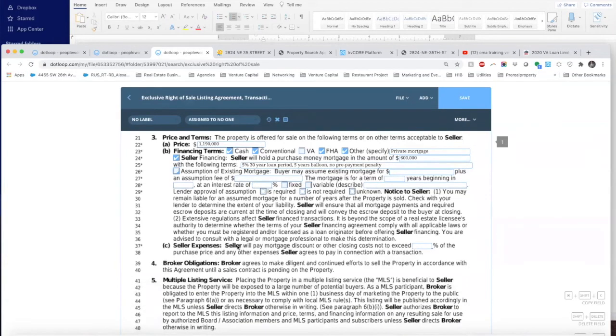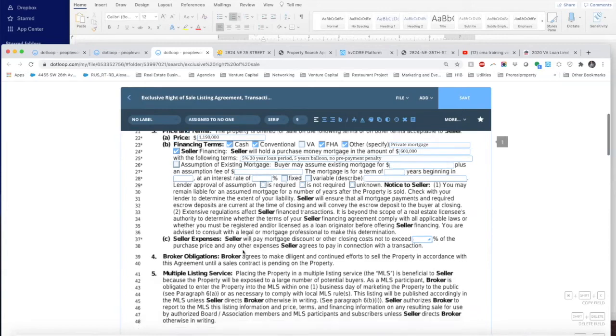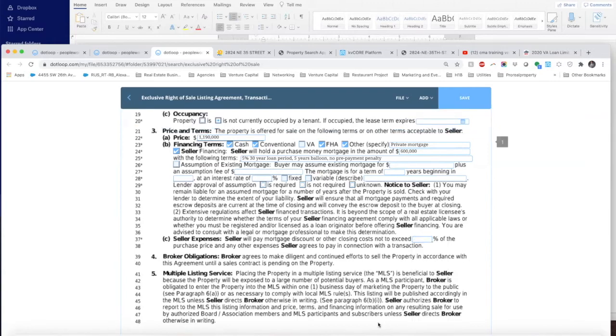Then seller expenses: seller will pay mortgage discount or other closing costs not to exceed. Again, you can ask the seller. Usually they don't provide any additional discount, but this is in case there is a mortgage assumption going on, if they can give a discount and pay for some of the closing fee, because the new buyer will pay for the assumption of the mortgage, at least usually it's 1 base point, which is 1% of the loan value. So you can say it here, but you can just leave it blank.